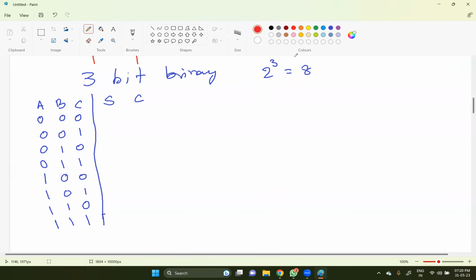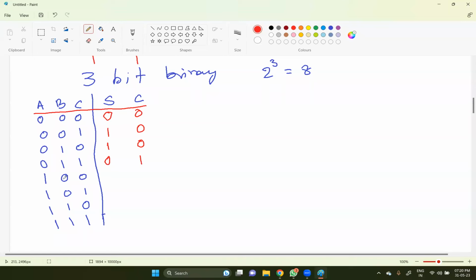Now, if you add among these 3 bits, 0 plus 0 plus 0 gives sum equal to 0 and carry also 0. 0 plus 0 plus 1 gives sum equal to 1 and carry 0. 0 plus 1 plus 0, sum equal to 1 and carry again 0. 0 plus 1 plus 1 gives sum equal to 0 and carry equal to 1. Please try to operate in a proper way.